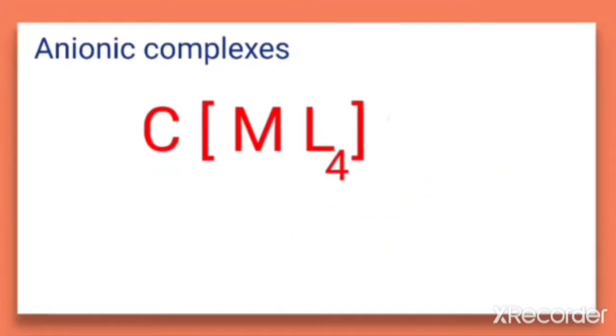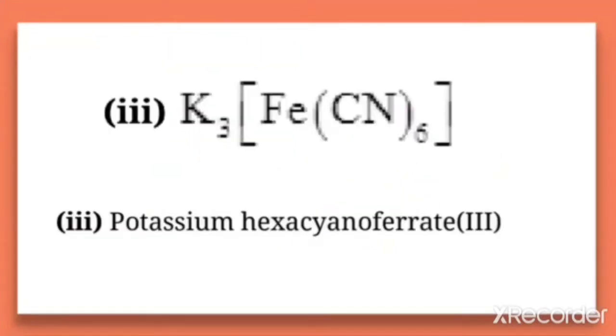Let us do one problem, that is K3[Fe(CN)6]. It is an example of anionic complex. How do we identify it? Because the counter ion is a positively charged ion here. So first we have to name the positively charged ion, that is potassium. As I told you, the number of counter ions is not specified in the name. So here K3, the 3 is not specified. So we are just writing potassium.